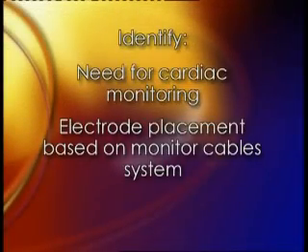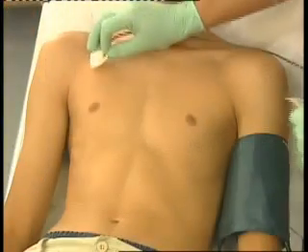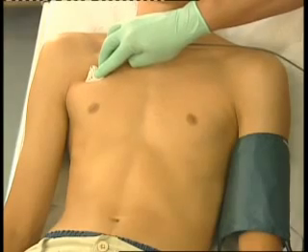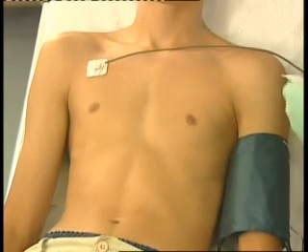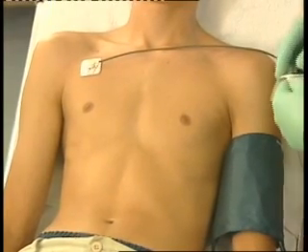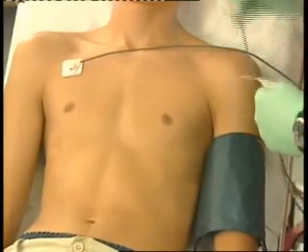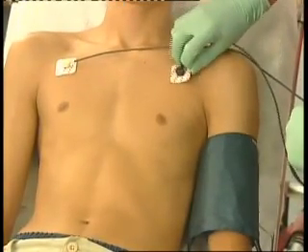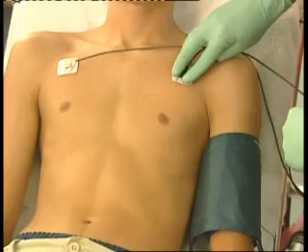Identify the need for cardiac monitoring and identify electrode placement based upon the monitor cable system. Expose the patient's skin in the area of electrode placement to ensure it is dry and free of excess hair. Shave the patient's chest if necessary. Remove the protective cover from the electrode and apply it to the lead.